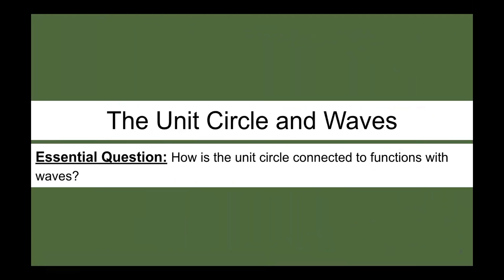All we know is that there's a unit circle and we know that things can move in a circular motion, like a Ferris wheel, or a wheel, or even a windmill when we looked at the windmill last time. So let's hold this question in our head. At the end of this, we will try to create a response to how the unit circle is connected to function waves. Okay.